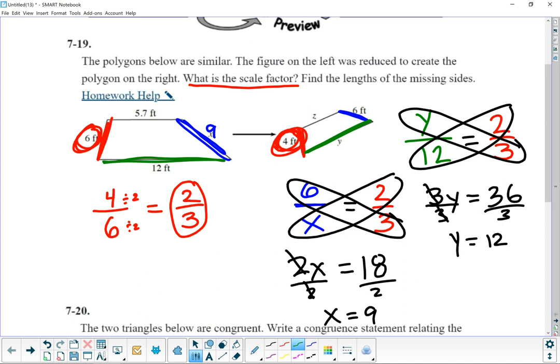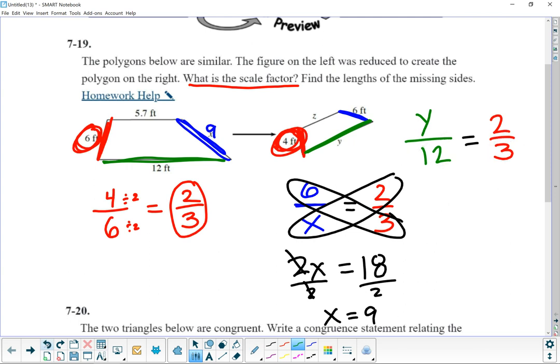Is that right? Oh, I did the math wrong. That cannot be 12 also, because this is already 12. So where did I go wrong? Let's backtrack. I did y times 3 is 3y, and 2 times 12 is not 36. That was my bad.